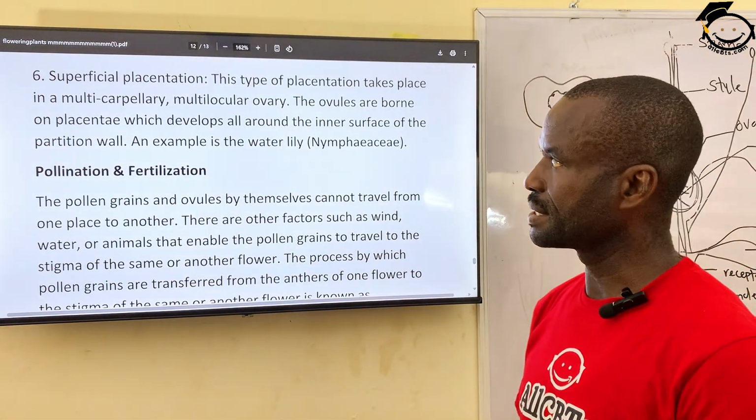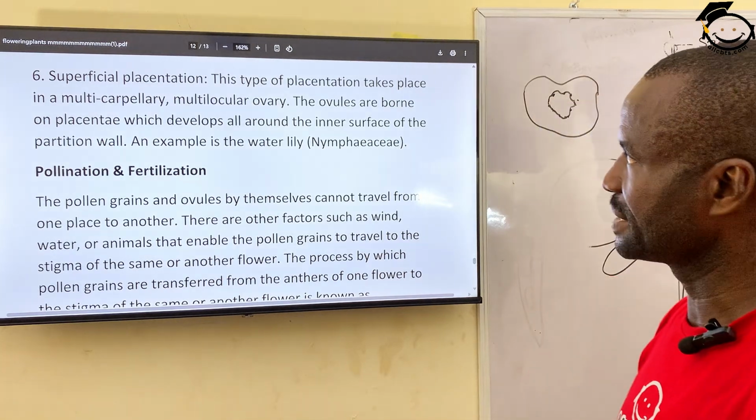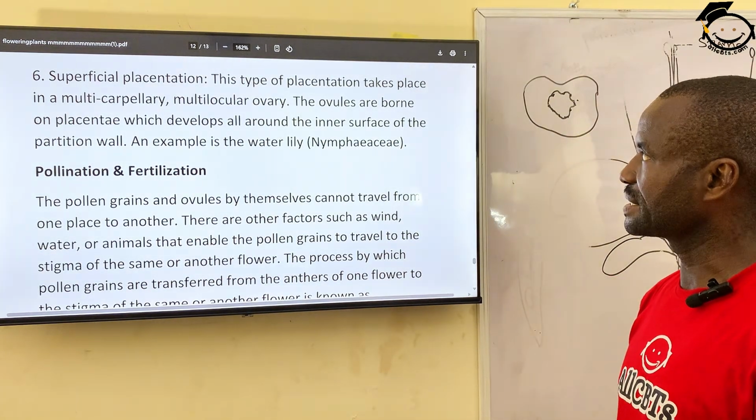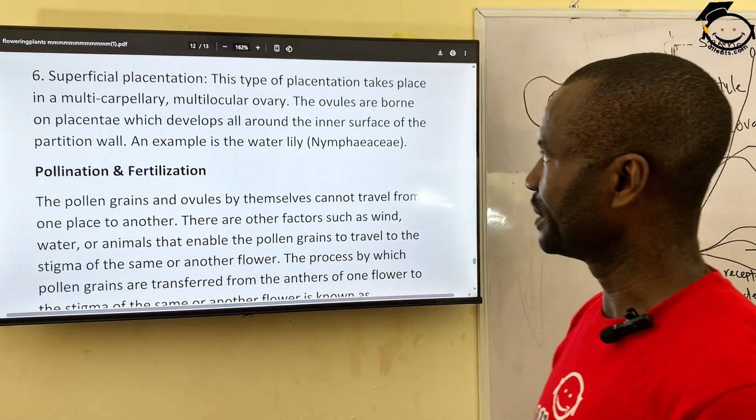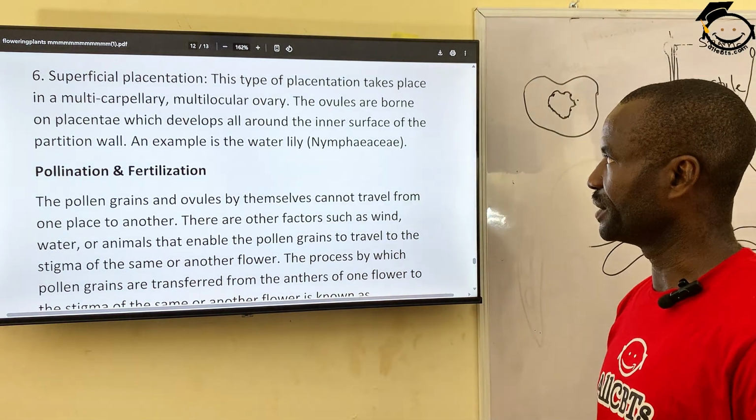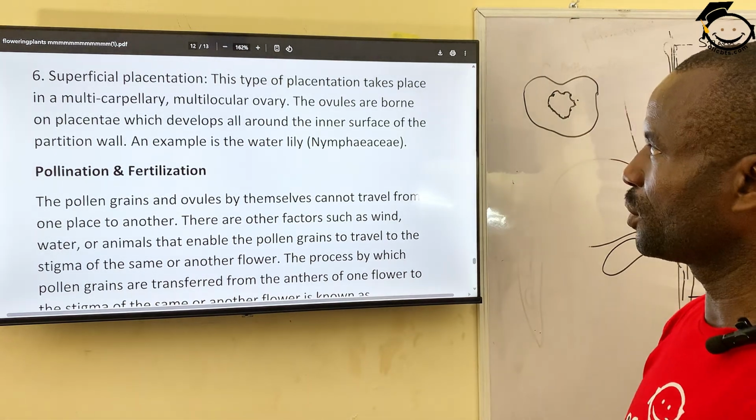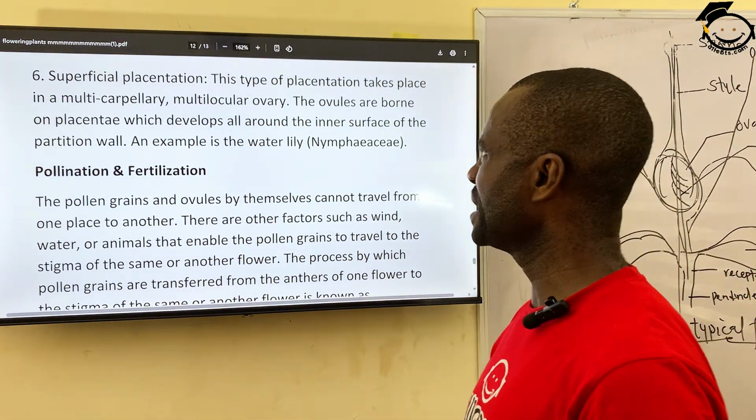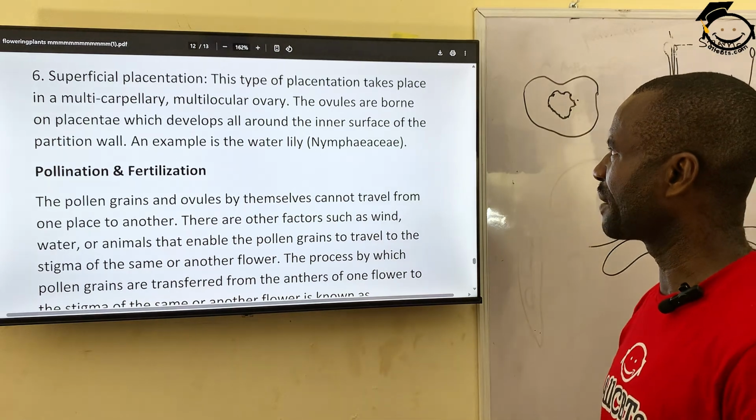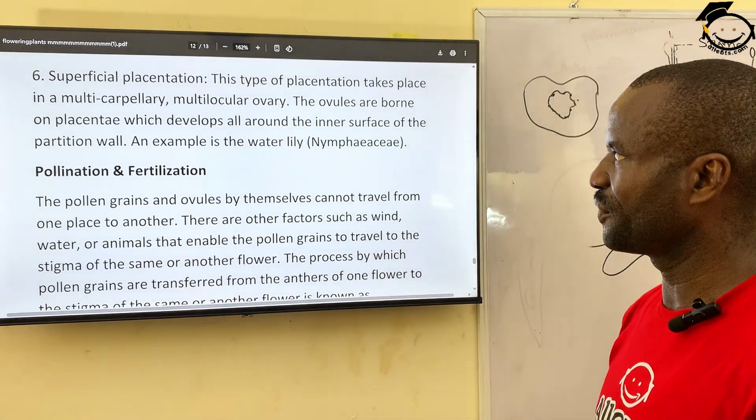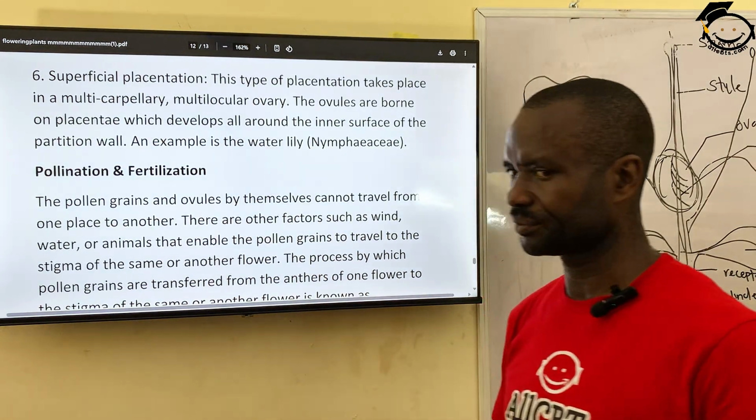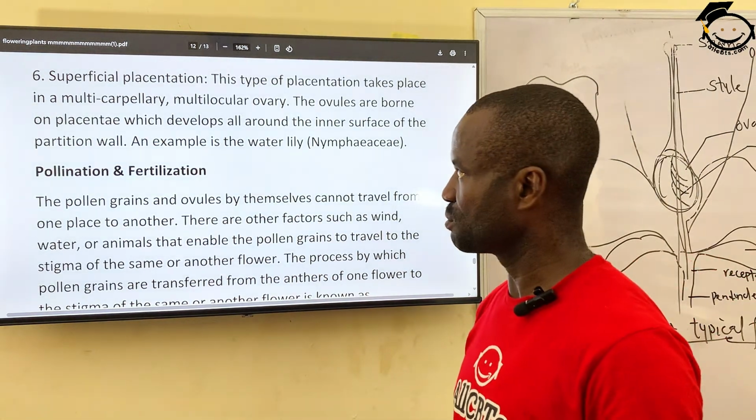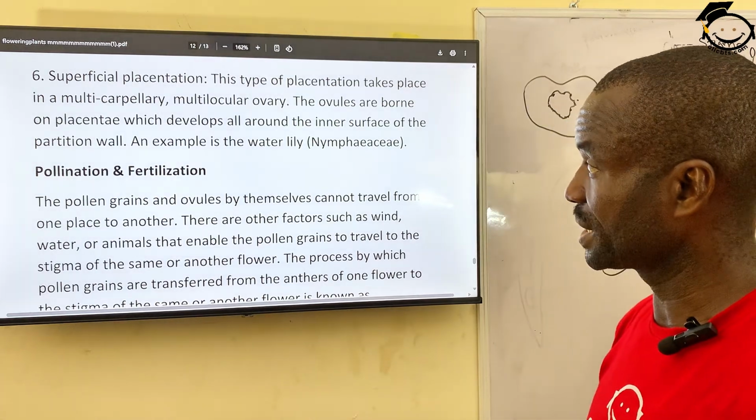The last one is called superficial placentation. This type of placentation takes place in a multicarpellary, multilocular ovary. The ovules are borne on placentae which develop all around the inner surface of the partition wall. An example of superficial placentation is the water lily.